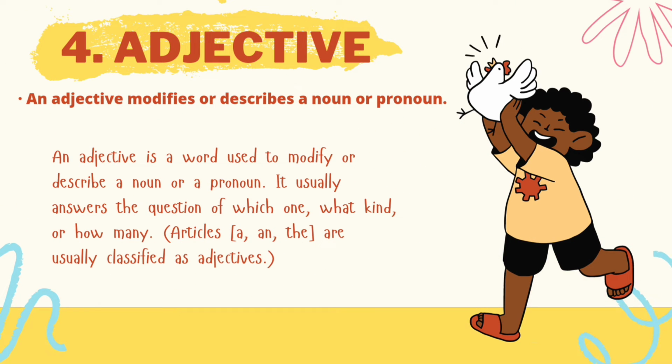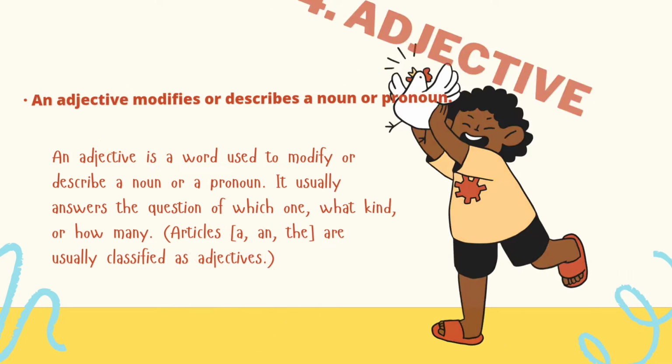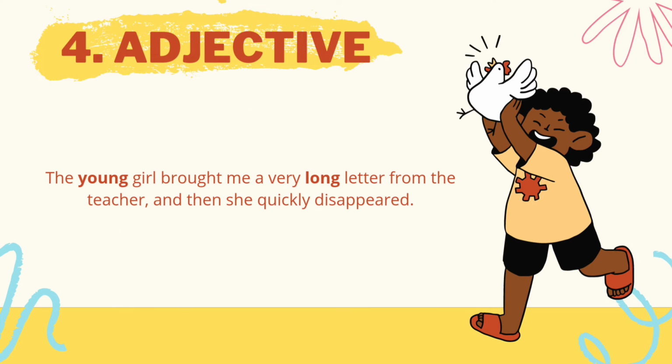Adjective. An adjective is a word used to modify or describe a noun or a pronoun. It usually answers the question of which one, what kind of, or how many. Articles a and the are usually classified as adjectives. The young girl brought me a very long letter from the teacher and then she quickly disappeared. This is an example of adjectives, and here the adjectives are young and long.